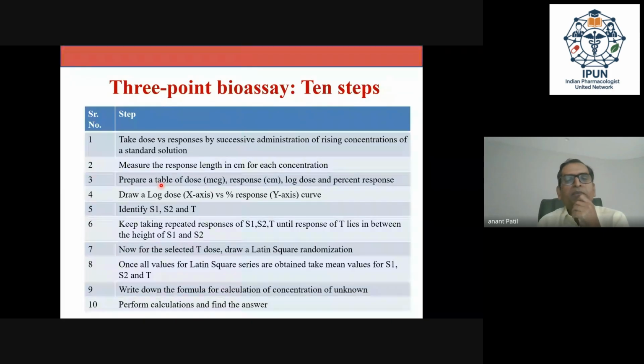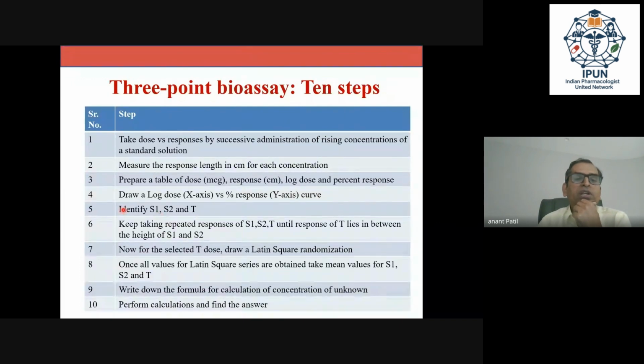Number 3 also is same. Now you prepare the table where you have the dose, response, convert this dose into log dose, convert response into percentage response. This was also done. The 4th step also we did. Draw the log dose on the x-axis and percentage response on the y-axis. So up to 4 steps, nothing is different.